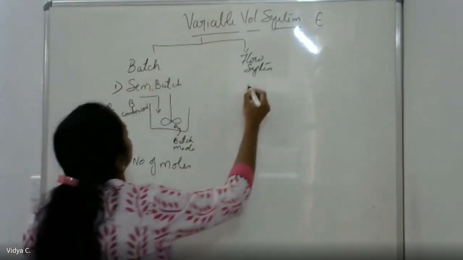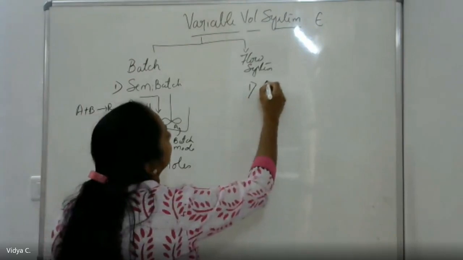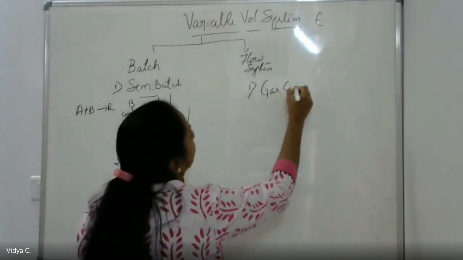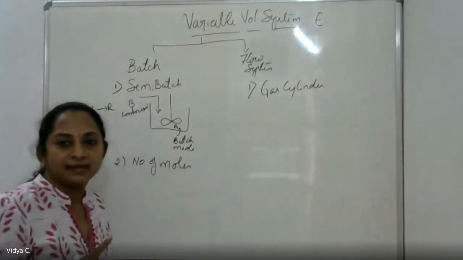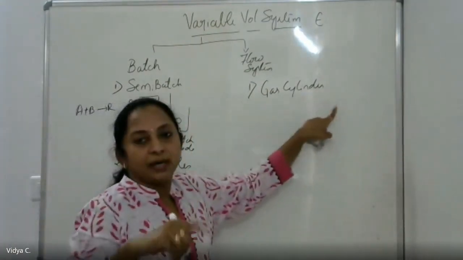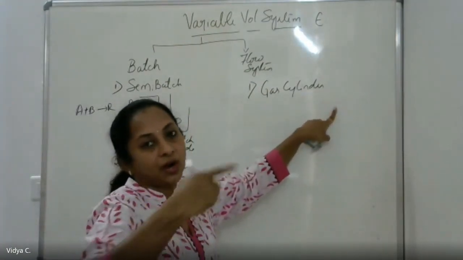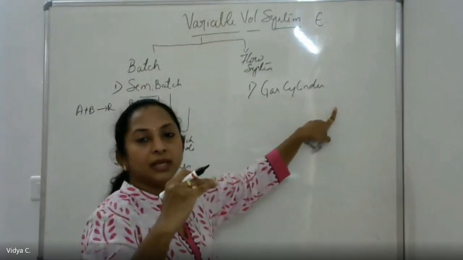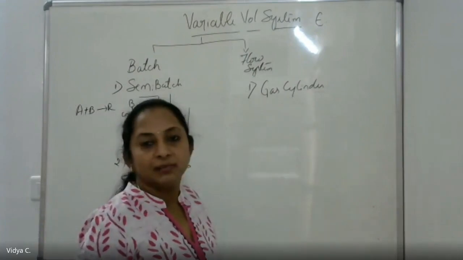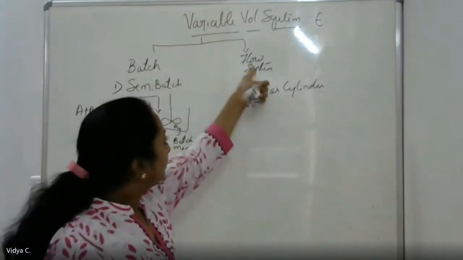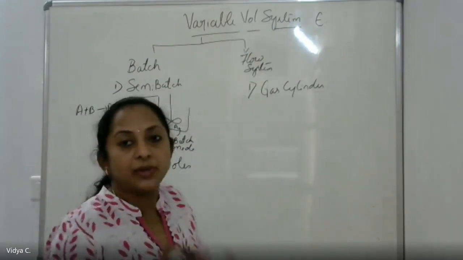Yes. Flow system. One example I can take is a gas cylinder. What happens in a gas cylinder? Gas will be continuously coming out. So, continuous flow is there. And what is happening inside the cylinder? The volume is getting varied. So, this is one example for flow system, but volume keeps varying there.